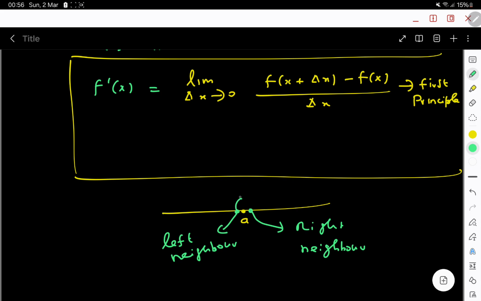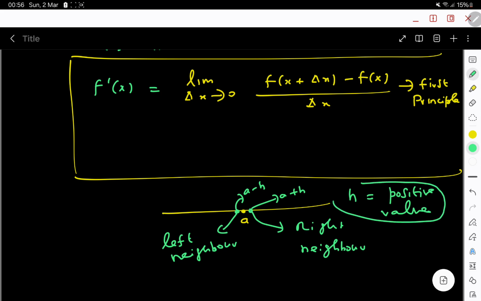Now this point is taken as a minus h, and this point is taken as a plus h. Here h is a small increment value, a very small increment. h is a positive value, and it has a very negligible value, like 0.00001. Okay, it is a very negligible value. So a minus h means definitely that point comes before a. A plus h means definitely that point comes after a.